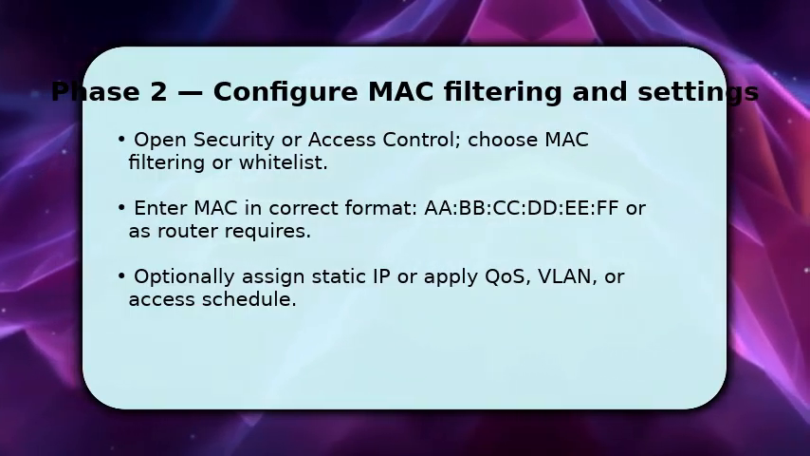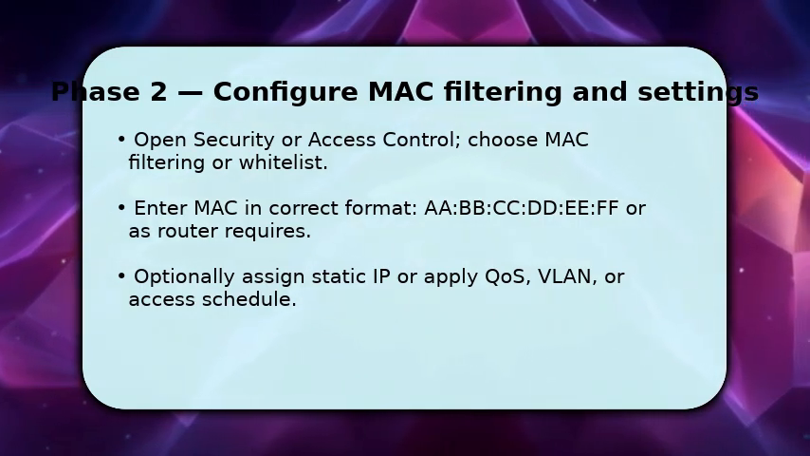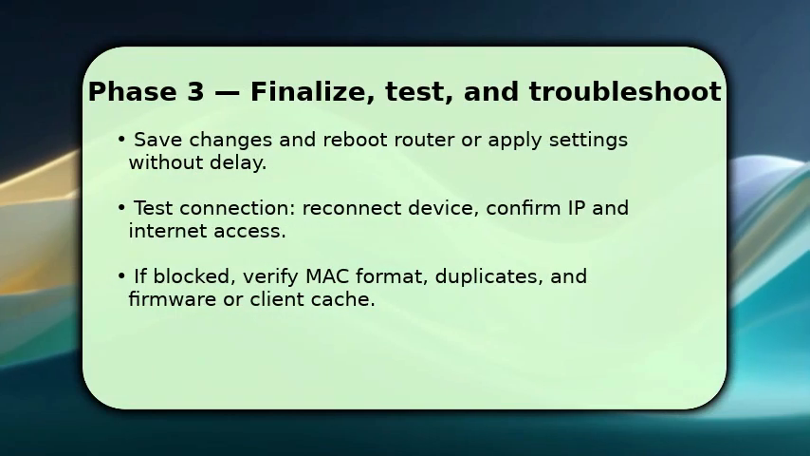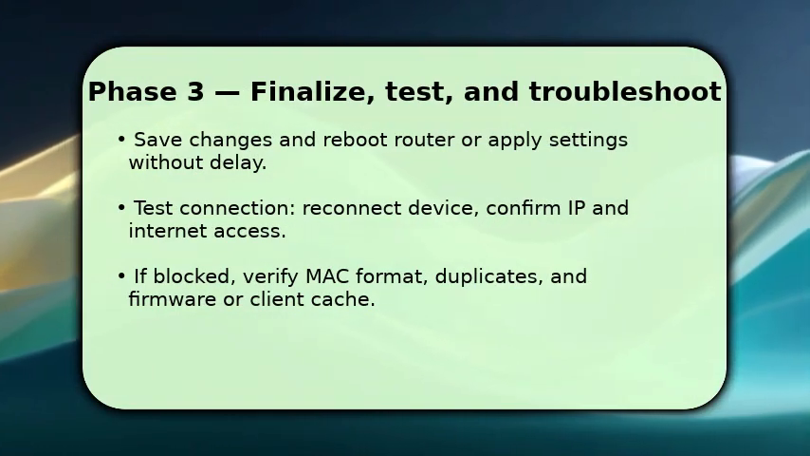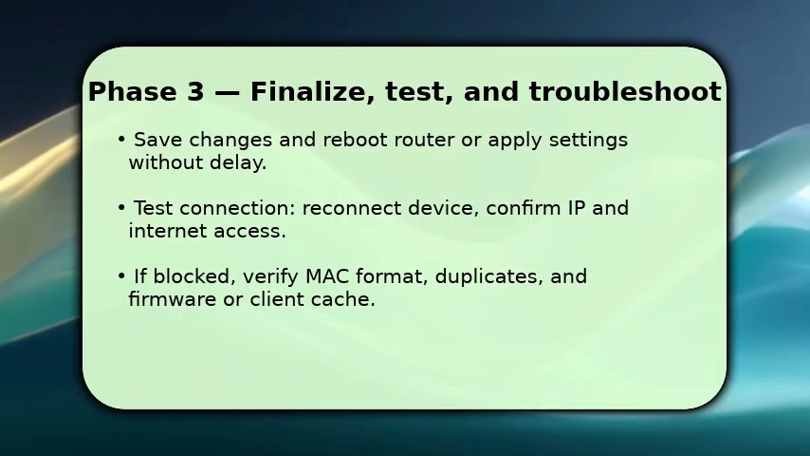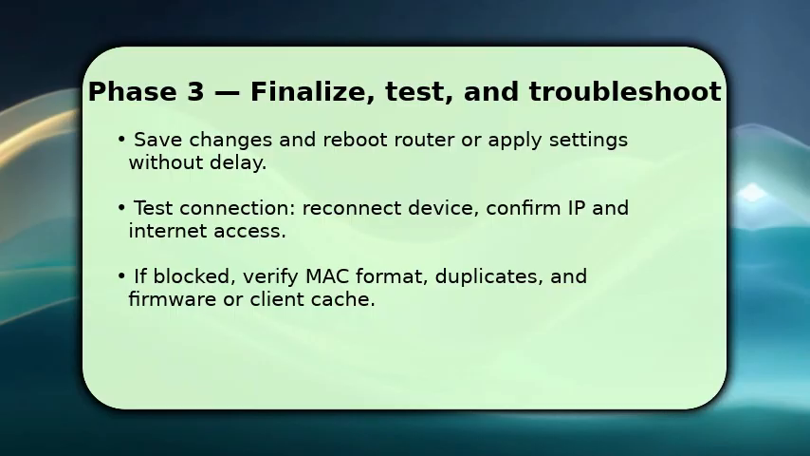Also, configure schedules or VLAN membership now if you need time-based access, then save or apply the changes, and reboot the router if the interface recommends it. This ensures the new MAC rules are active. Reconnect the device and confirm it receives the reserved IP and has internet. Use ping or load a site to validate.